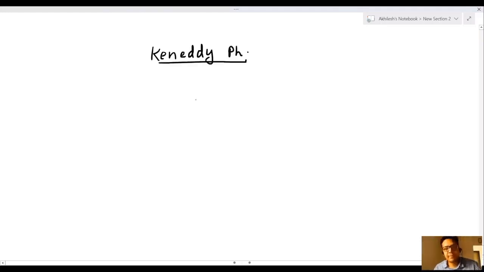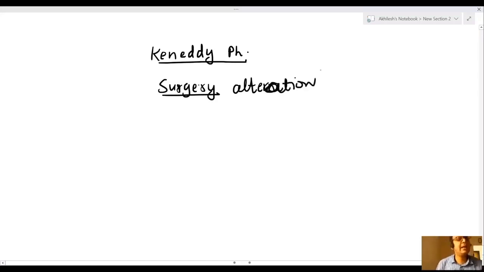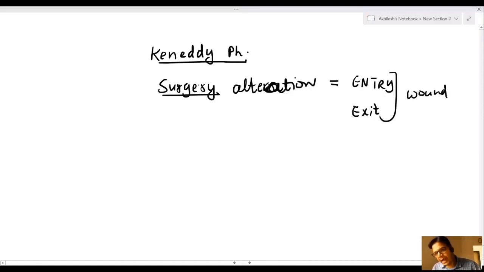What is Kennedy phenomena? Sir, you have a gunshot injured patient who goes for surgery. Because of surgical alteration, the entry wound or exit wound are altered. A person has gone through the surgery.